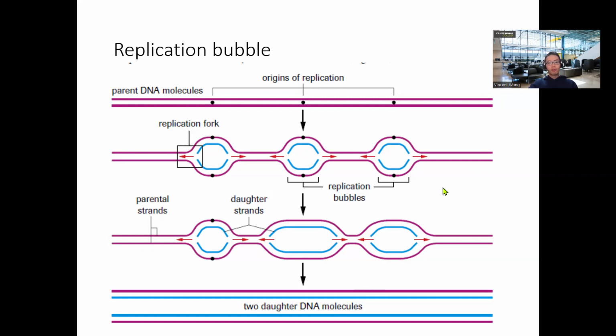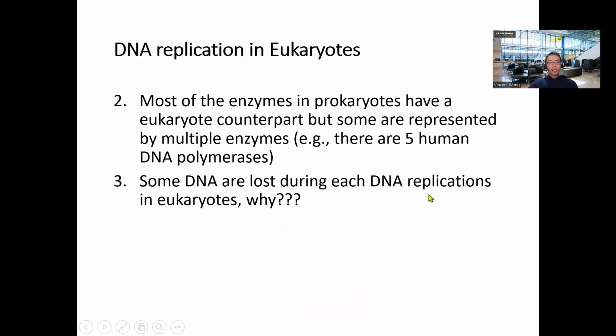So that's the first difference: number of origins of replication. The second difference is that most of the enzymes in prokaryotes have a counterpart in our body, but some are represented by multiple enzymes. So instead of having DNA polymerase 3 and 1, in humans we actually have 5 different DNA polymerases. They have overlapping functions, but at the end of the day, the DNA polymerases are there to create a new strand using the parent strand as a template. Basically, it's the same process, but there is just more variety to the enzymes.